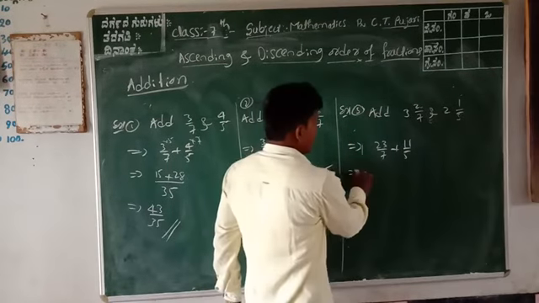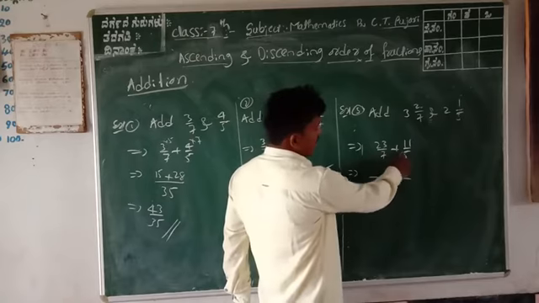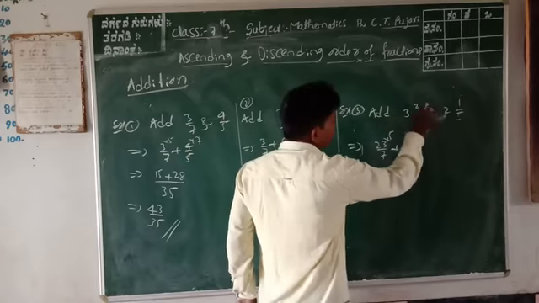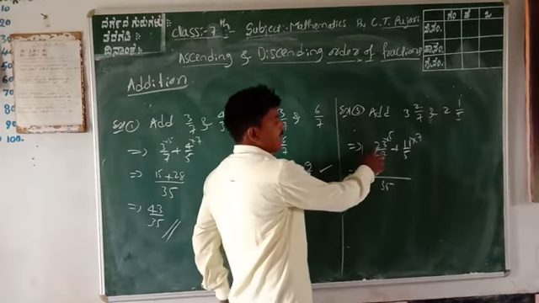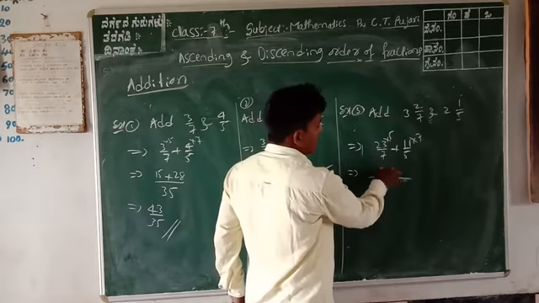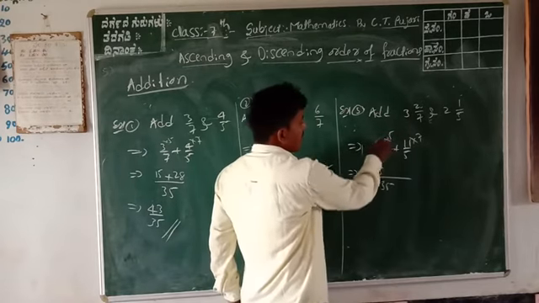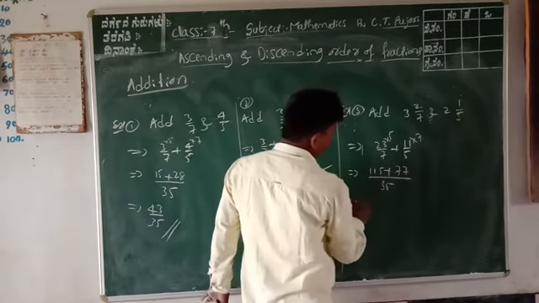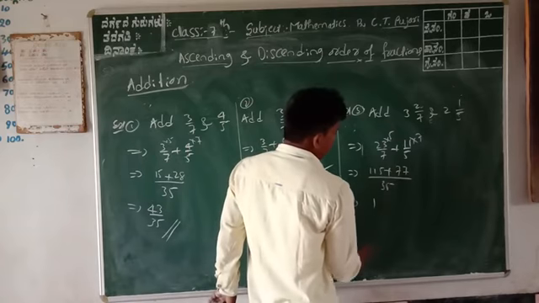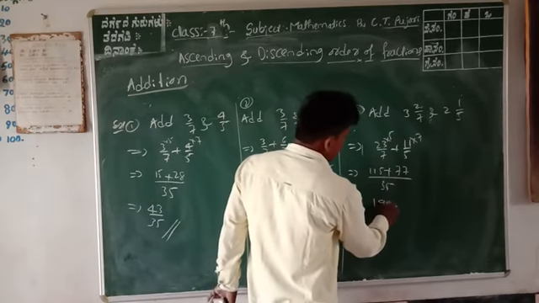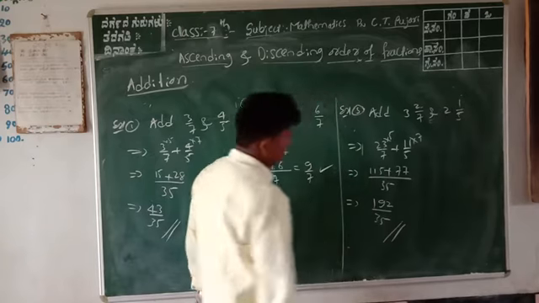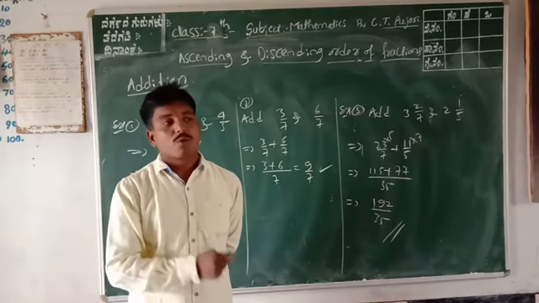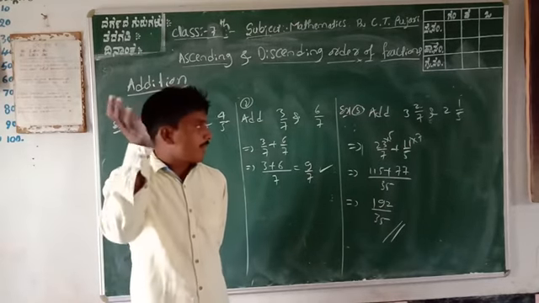Therefore, next, addition of these two. 7 and 5 means 35. Next, 5 twenty-threes are 115, plus 7 elevens are 77. Therefore, the answer is 192 divided by 35. These are the kinds of questions here. And also in your exam, some word examples are also there. You can do them in your homework.